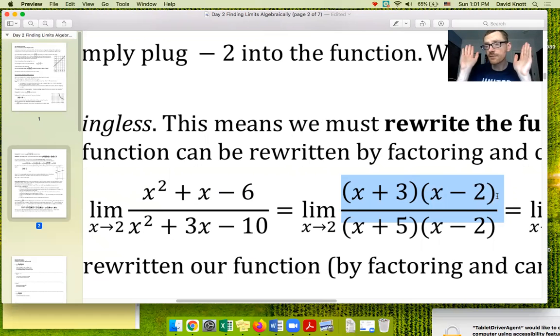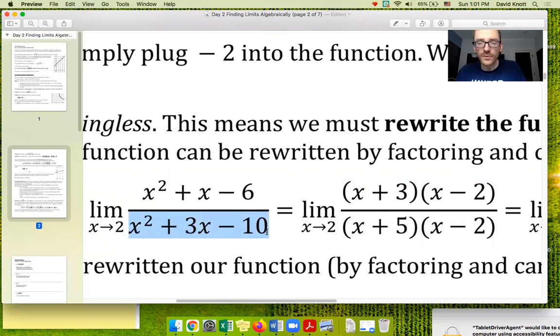If you've got a different method of factoring, that's fine, whatever method you want to use. The denominator is the same story. We need a pair of numbers that multiply to -10 and add up to 3. The pair of numbers that do that is 5 and -2, right? Multiply to -10 and add up to 3. So the denominator factors as x plus 5 times x minus 2.